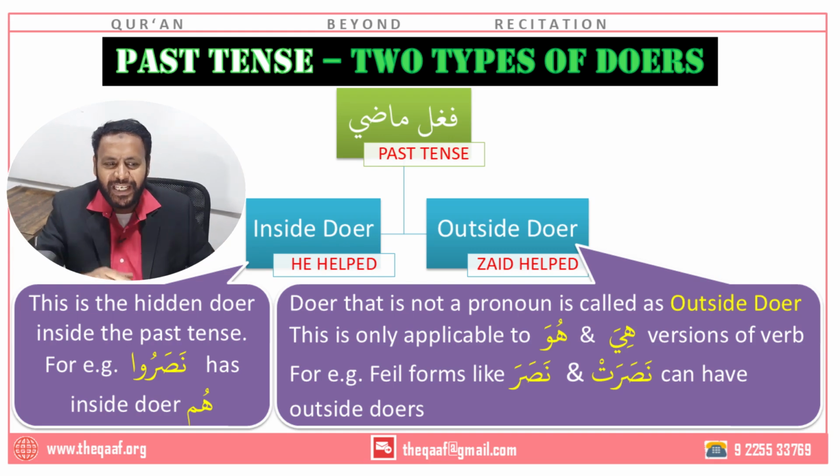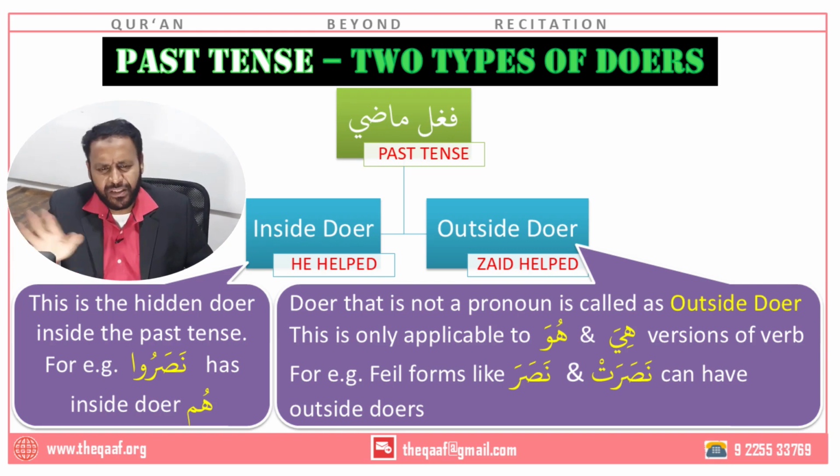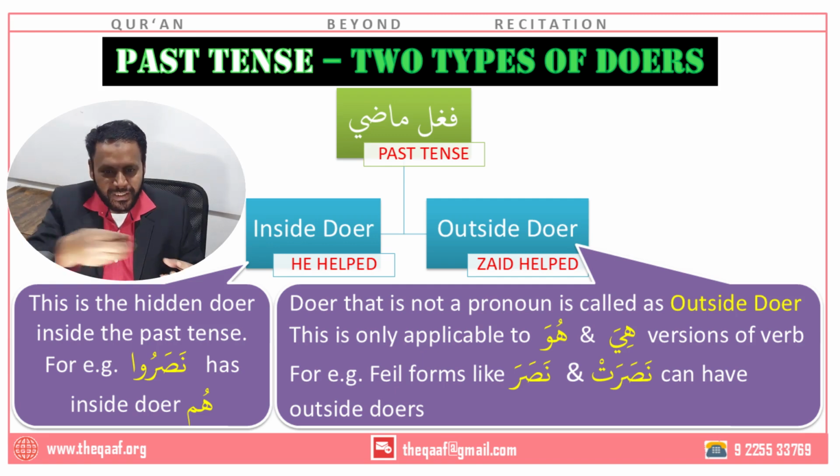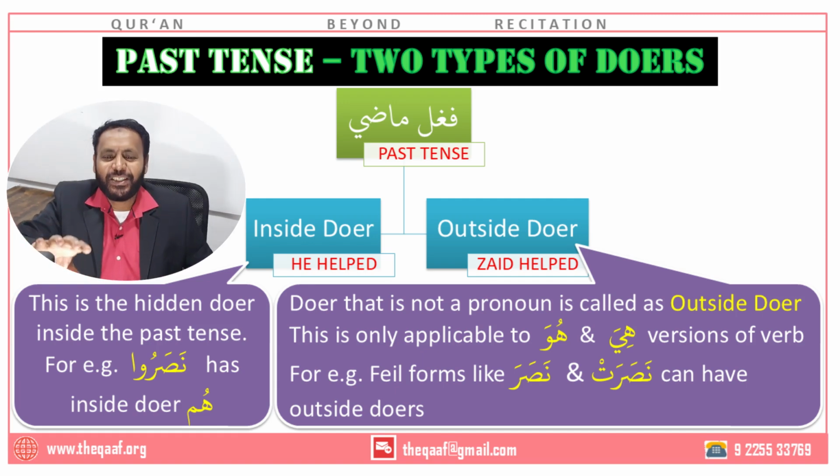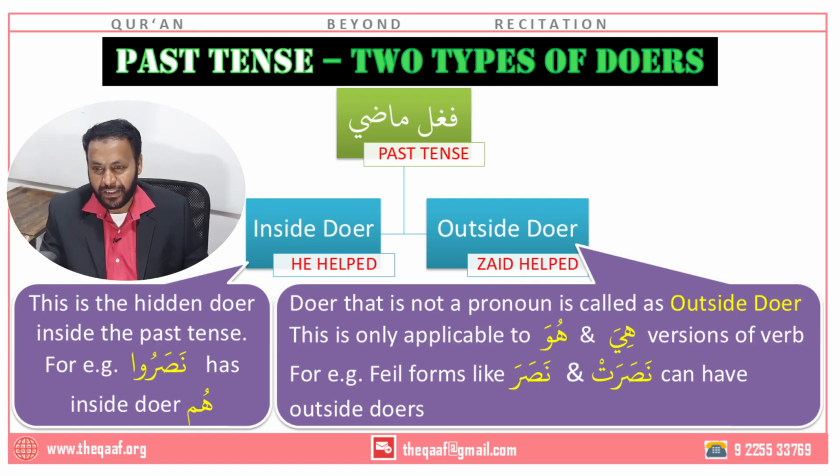An inside doer example is like he helped. Here, he is a pronoun, so it's an inside doer. But if I don't want to say he helped, I want to say Zaid helped, Zaid is the outside doer. It's not an inside pronoun. You cannot put the word Zaid inside the verb. Inside the verb there can only be a pronoun. So if I want to say Zaid helped, this will be an example of an outside doer. He helped is an inside doer example. Every time you see a pronoun as the doer, it's an inside doer. And every time you see a non-pronoun as a doer, it's an outside doer. That's as basic as I can explain it.